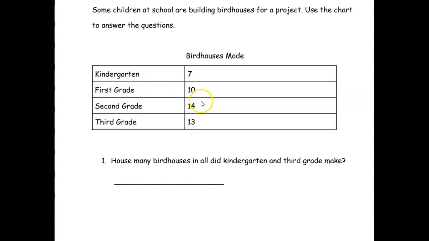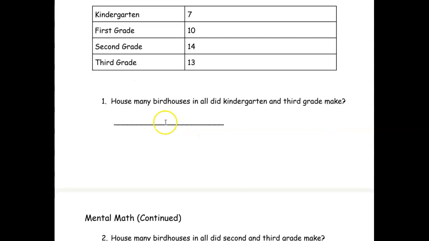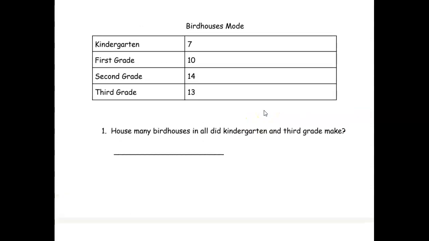Okay, so we can see that in kindergarten, 7 birdhouses were made. In first grade, there are 10 birdhouses made. In second grade, 14 birdhouses, and in third grade, 13 birdhouses. There's a typo here, but it says, how many birdhouses in all did kindergarten and third grade make?